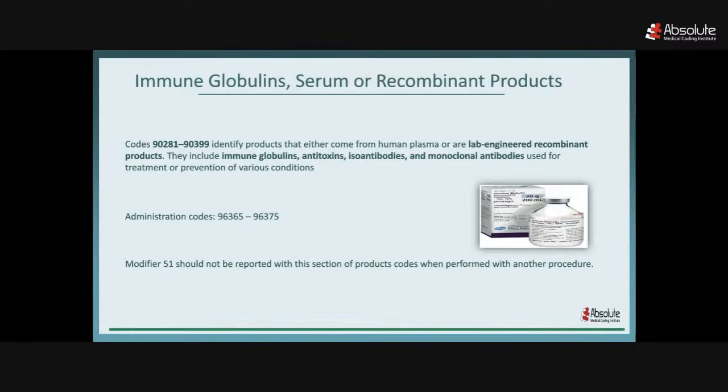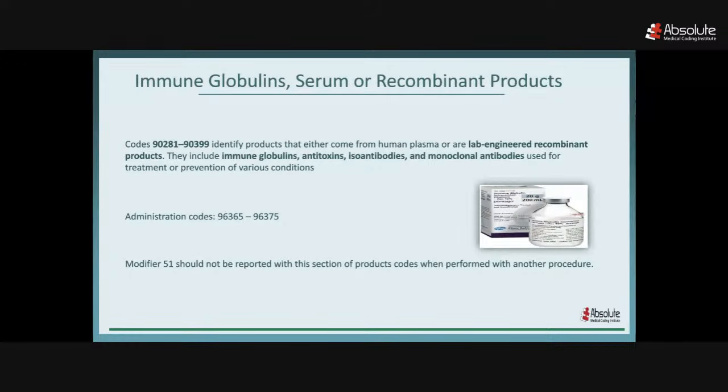Next, let's have a quick look at the immune globulins, serum, and recombinant products coding. The codes 90281 through 90399 identify the products that are either derived from human plasma or lab-engineered recombinant products. This includes the immune globulins, antitoxin, isoantibodies, and monoclonal antibodies, and all are used for the treatment or prevention of various conditions. Whenever you report these codes, similar to vaccine toxoid administration, you always need two codes: one, the product, and two, the administration code.